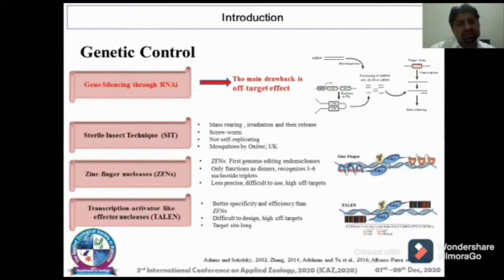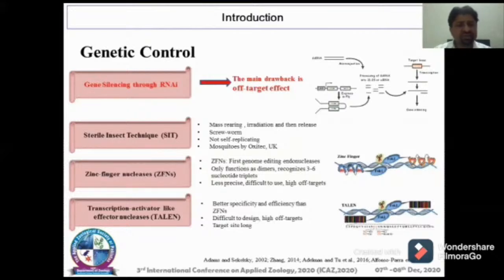This is used in highly organized eukaryotes like human beings, it is not very commonly used, but it is in use. The other technique is the sterile insect technique, normally called SIT. There is the Oxitec company in the UK which is using these SIT mosquitoes, and I think in Malaysia, Singapore, or Thailand, and also in Brazil they use this technique. This is a very effective technique, but it has certain drawbacks.